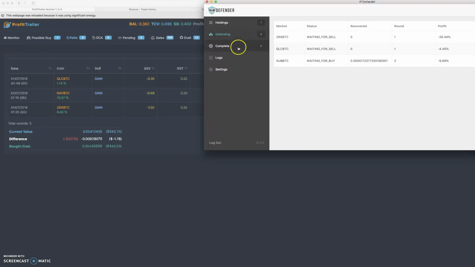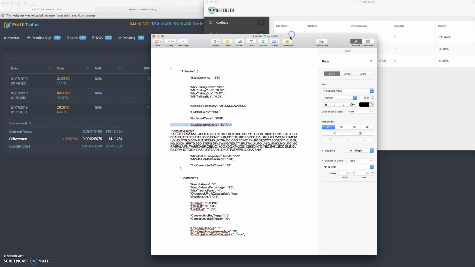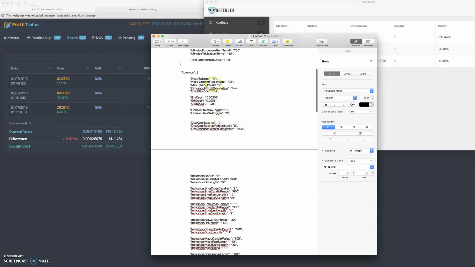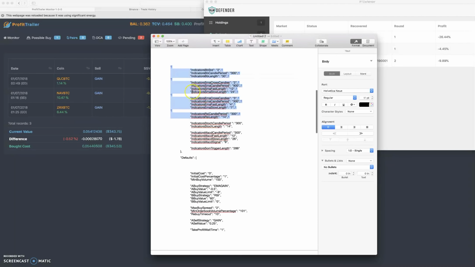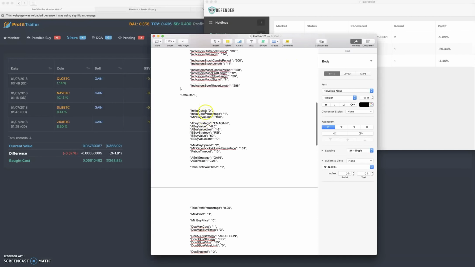Let's see, where were we? So DCA strategies. We got to get back to the settings. We got to run through this. I'm getting over this video. So let's see. All of this stuff is very similar. This is just your indicators. This is how Profit Trailer is buying. So I feel like I'm going over a Profit Trailer tutorial in this video when it really has nothing to do with Defender. Like they're completely separate.